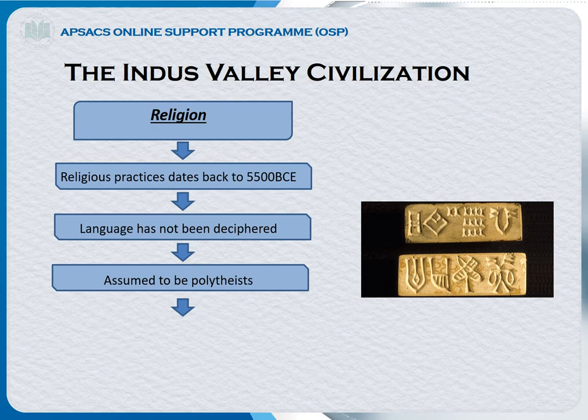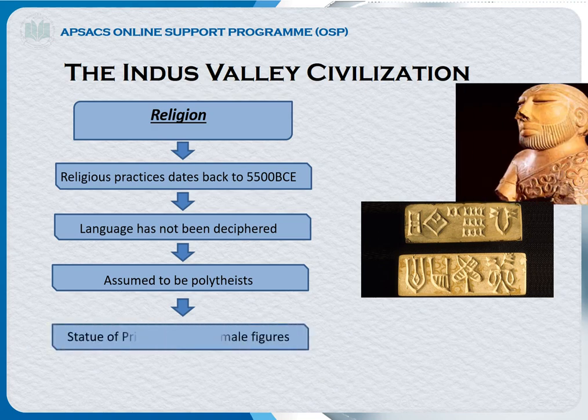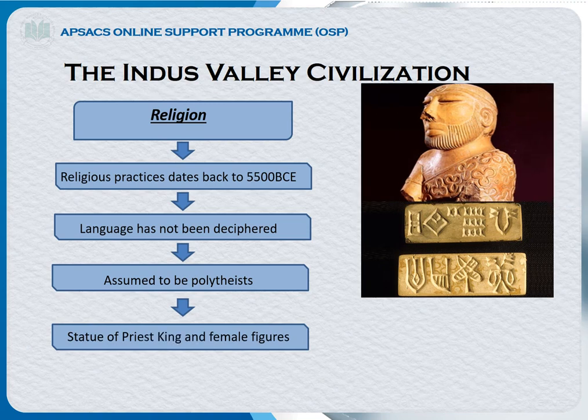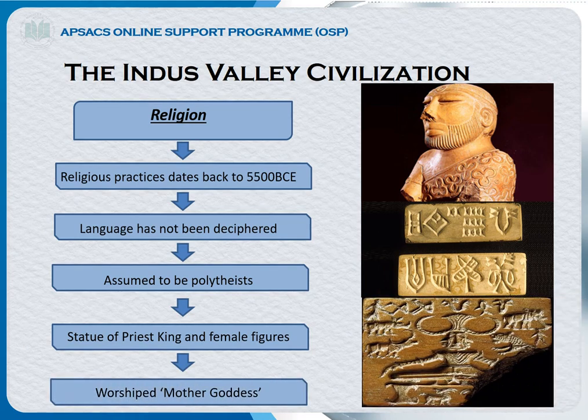A statue of the priest king, however, has been found from the excavation site, which shows that they practiced some sort of religion. Also, female figures have been found from all sites of Indus Valley civilization. These findings suggest that they worshipped Mother Goddess for abundant harvests, since they were very much towards the agriculture side.